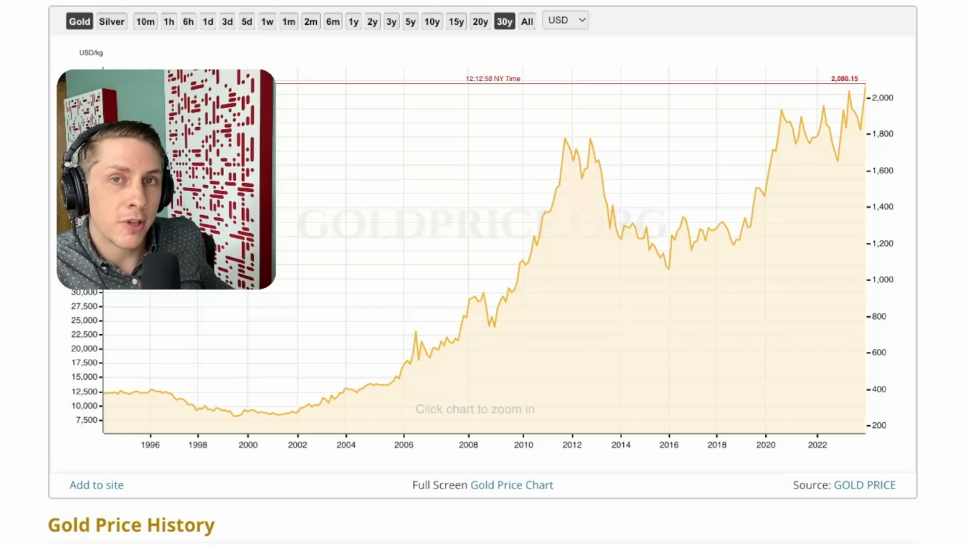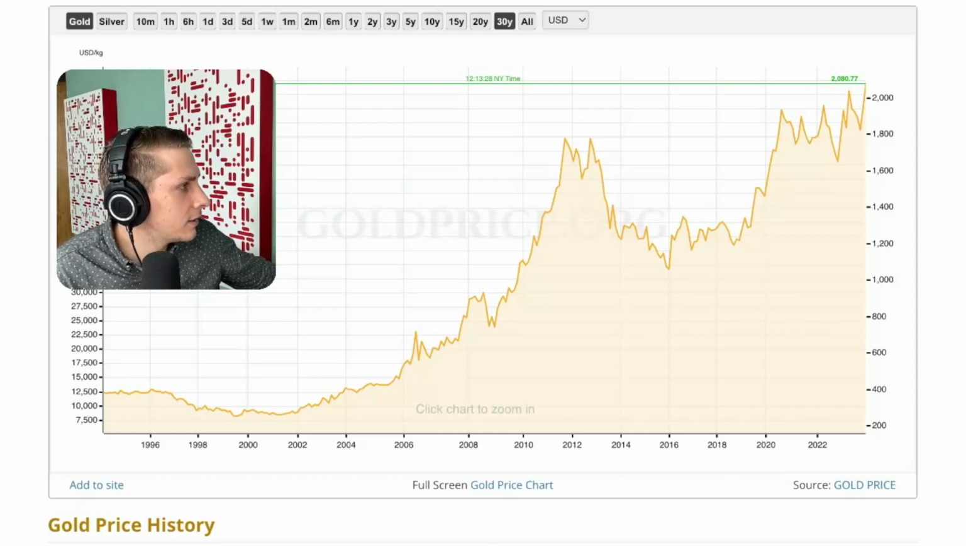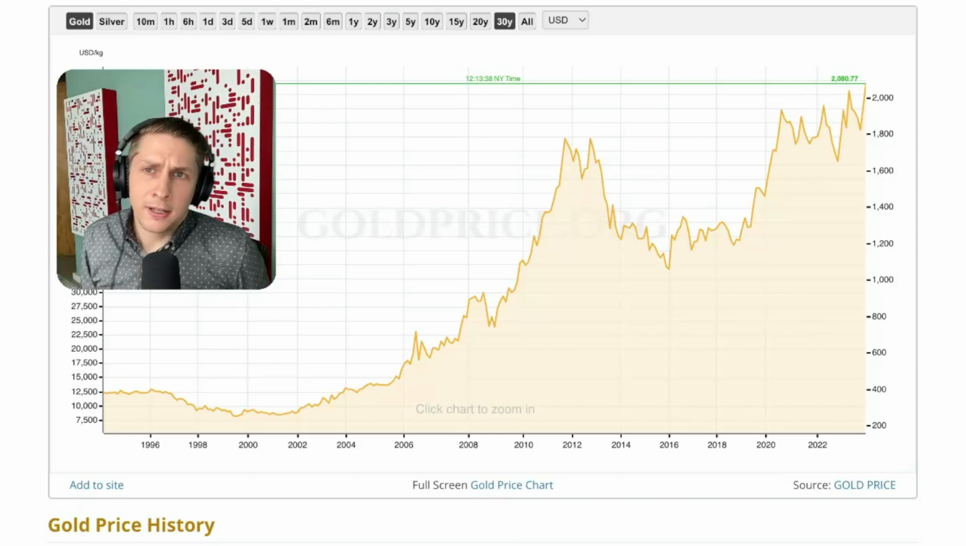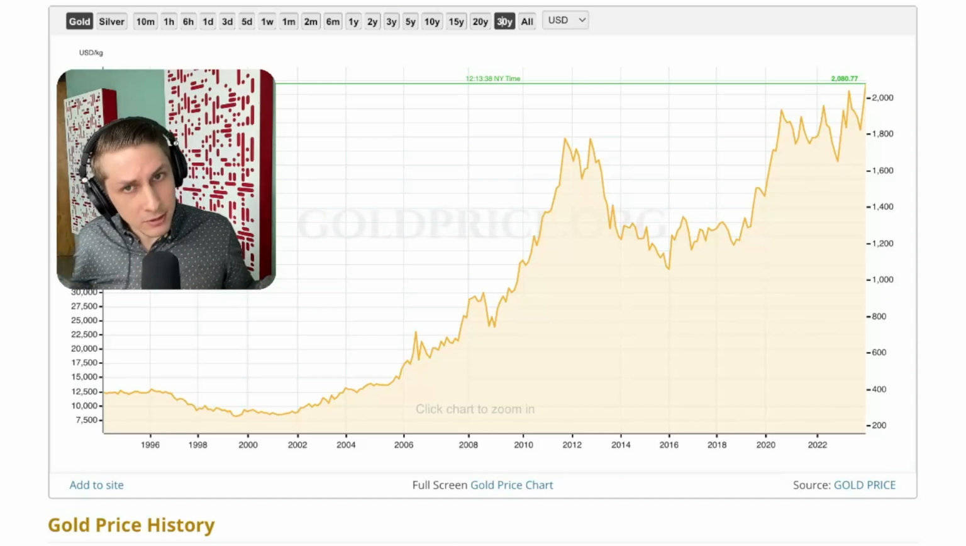So in the bull market of 2001 to 2011, we had a low price of $256 and a high price of $1,896. So that is a 738% increase. Now let's do a calculation to see what a 738% increase is from 1050, where this bull market started. 1050 times 7.38. So we're looking at $7,750 an ounce. Now, not quite $10,000, admittedly, but it's getting pretty darn close.